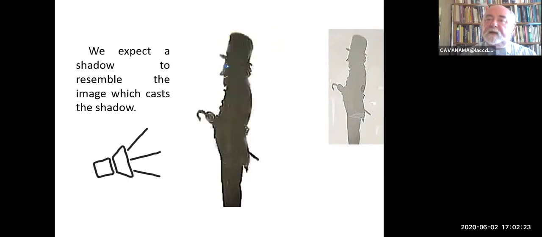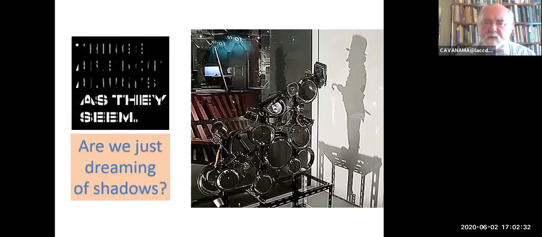What do we see here? Well, looks like a shadow. Shadow of a man with a top hat and a cane, and usually we expect a shadow to resemble the object which casts the shadow, so there should be some man there who's in front of that shadow. Oh, wow.